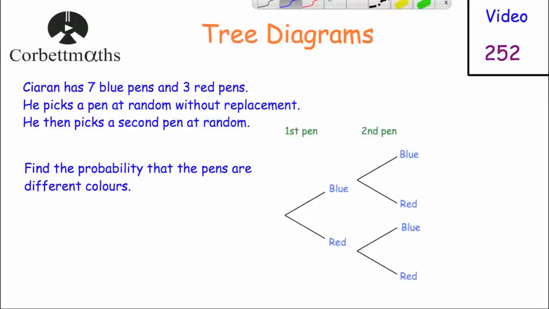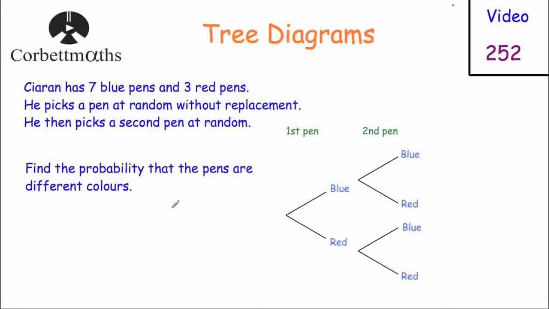So our next topic is tree diagrams. We looked at tree diagrams in M7, but this time we're going to be dealing with tree diagrams where objects perhaps are taken out and not put back in. So the probabilities will change depending on what happens. Okay, so let's have a look at typical questions.